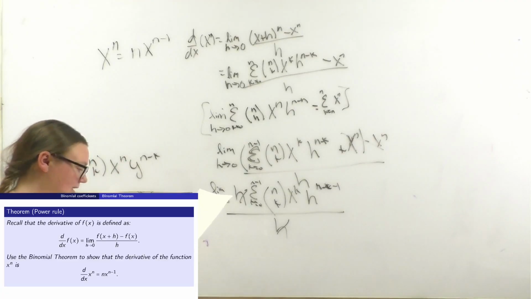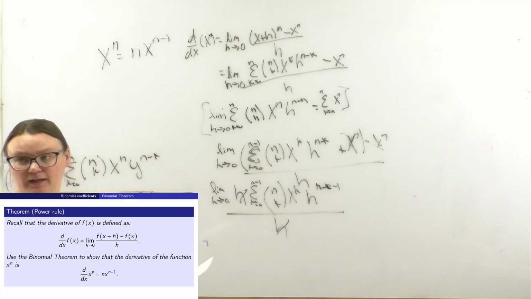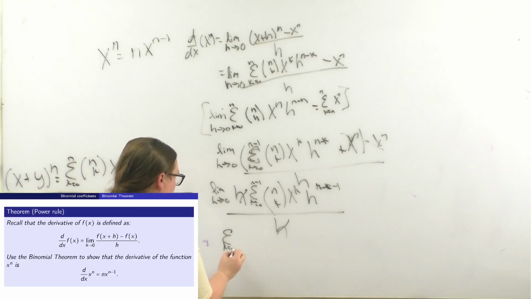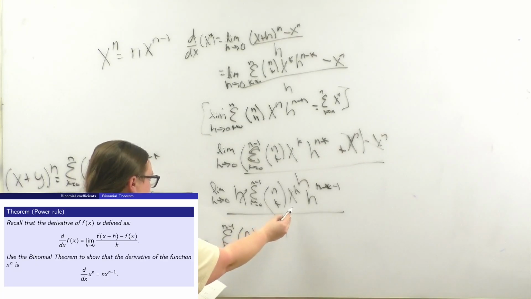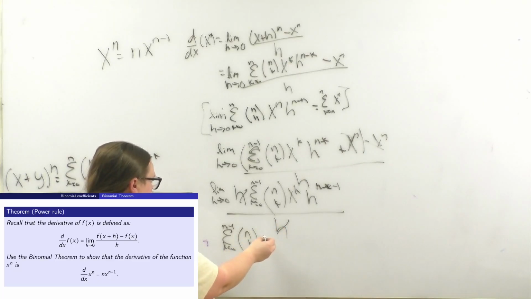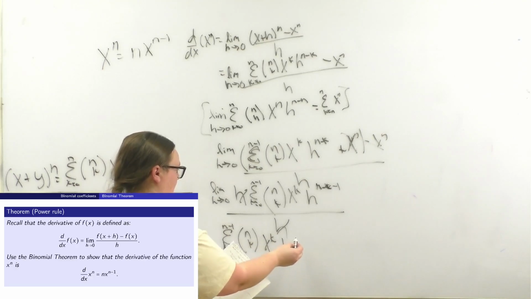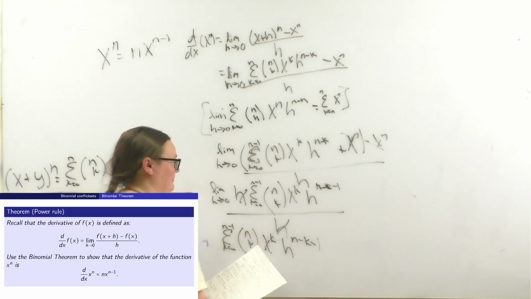Now we can take the limit. So everything with an h is going to go to 0. Okay? So we have the sum from k equals 0 to n minus 1 of n choose k. I think that's a k, right? Yeah. x to the k, h to the, thank you, I can't read my handwriting anymore.